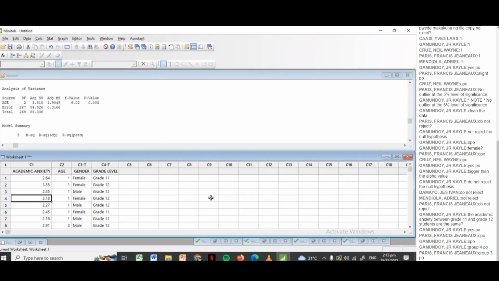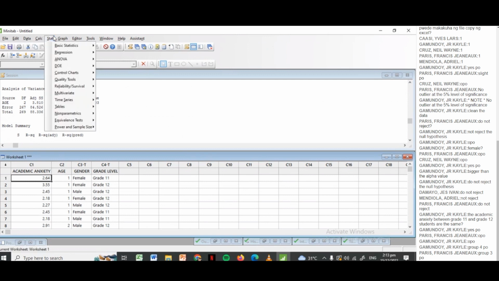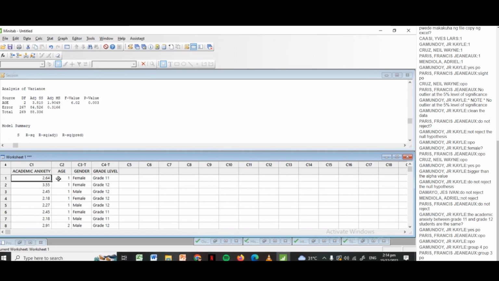For correlations now, we can actually use correlation for nominal, ordinal, interval, and ratio data. So let's remember, if nominal, we will be using chi-squared, no? Test of association for nominal, and then we will be using the Spearman's rank for ordinal, and we will be using Pearson's r for interval and ratio data. Okay? So, meron naman tayo dito ng mga numero. So, for example, academic anxiety tsaka age.